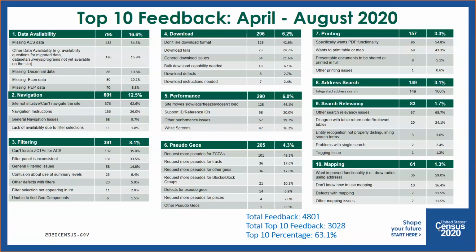Address search was something that we all of a sudden saw as soon as AFF went away. We didn't have that integrated address search where you could go in and put an address and then find out exactly what that tract was or what that block group was, and that's something that we're working on having before Decennial is released. Search relevancy is just making sure that the search comes back in the order that makes the most sense or what we want to offer to people.